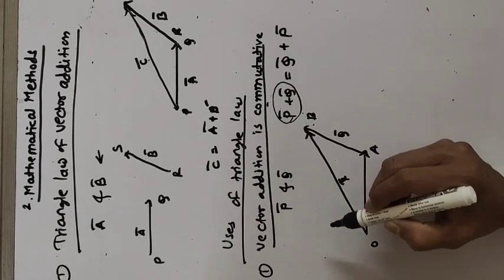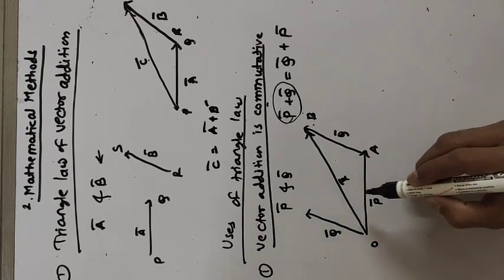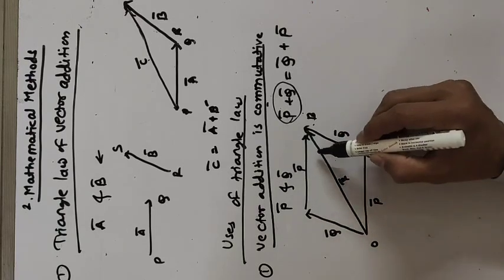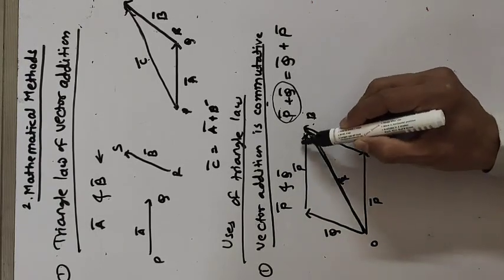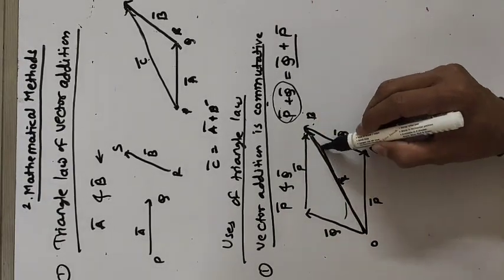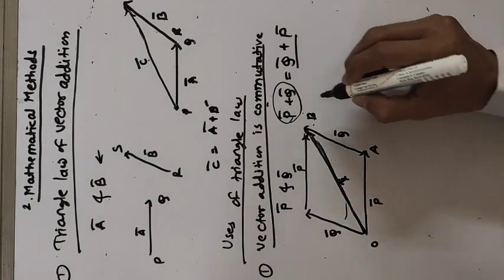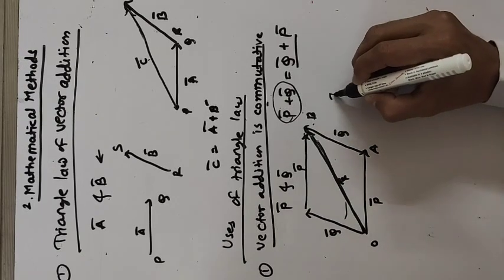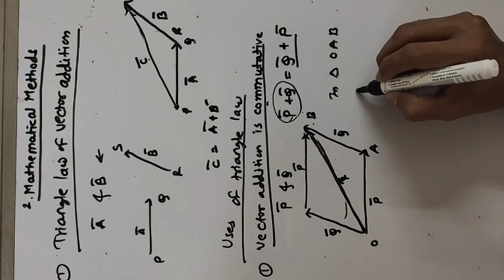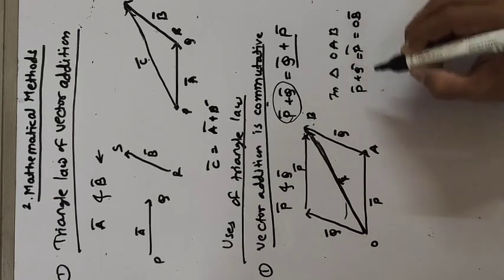Now this Q bar, this is Q bar plus P bar again, and this vector gives the resultant according to the triangle law. This is the second side. Both have the same resultant, hence vector addition obeys the commutative law. In triangle OAB, P bar plus Q bar is equal to R bar is equal to OB bar.